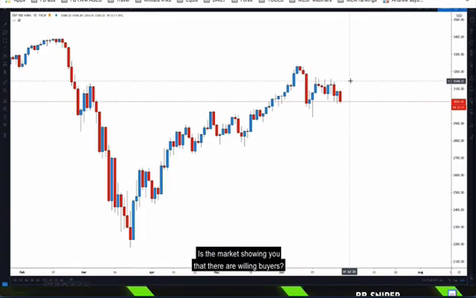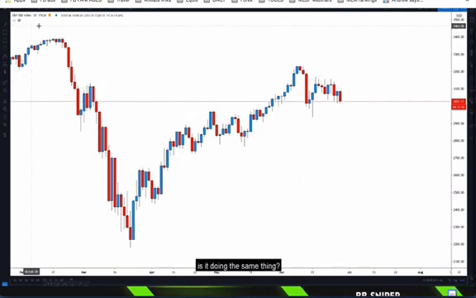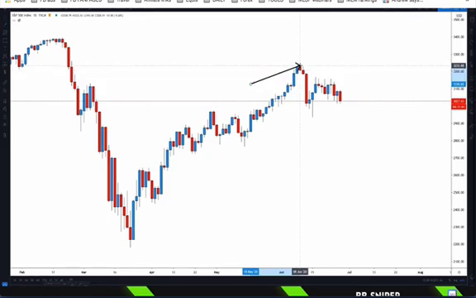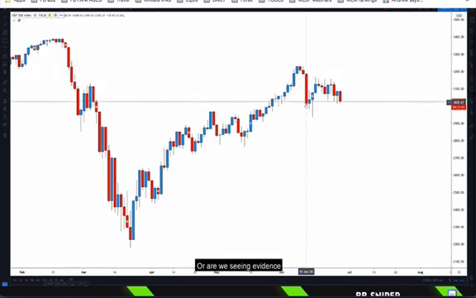Is the market showing you that there are willing buyers? Are we seeing consecutive candles where price is opening, trading down, trading up, closing higher than where it started? And then the next day, is it doing the same thing? And the day after that, the day after that, the day after that? Or are we seeing evidence that the pressure has shifted towards the sellers?